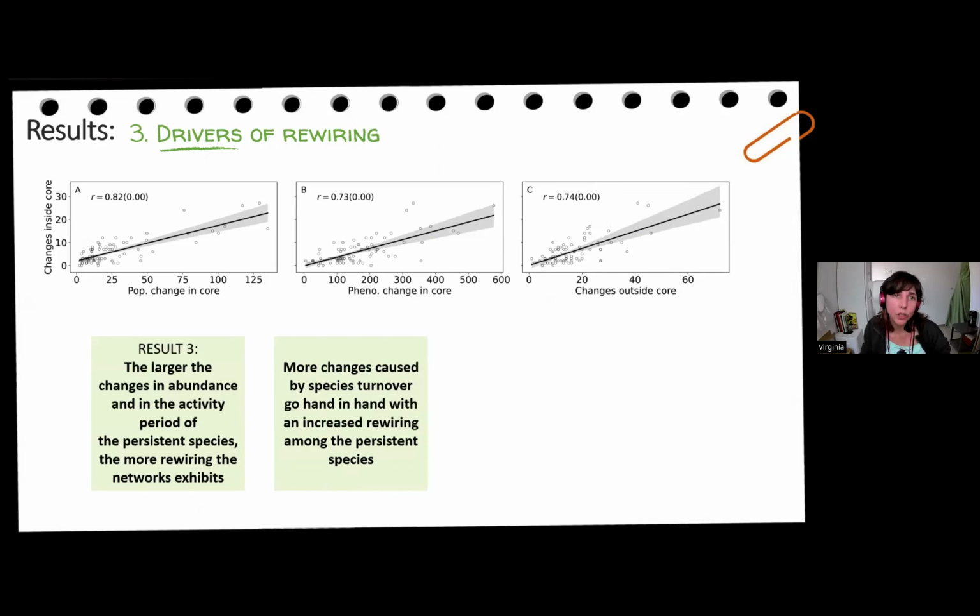And finally, we also found that more changes caused by species turnover go hand in hand with an increased rewiring among the persistent species. We suggest that the addition or loss of species not merely alters the network, but also indirectly reshuffles, reshaping who interacts with whom, which has been previously shown in experimental studies.